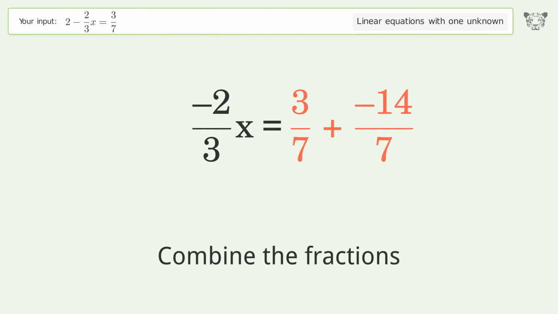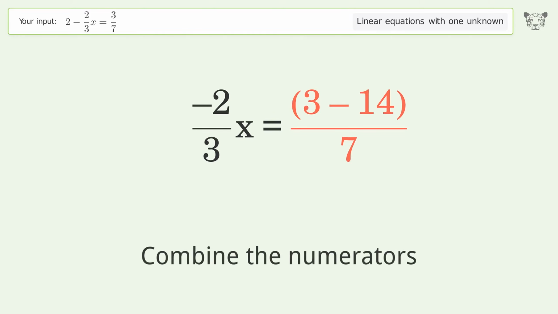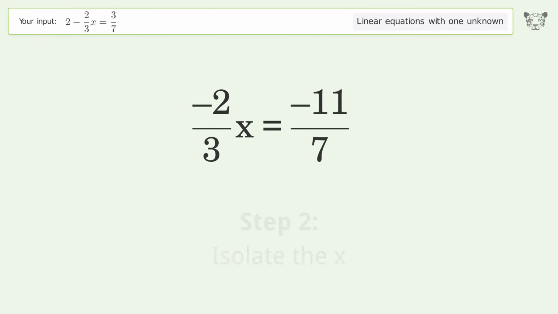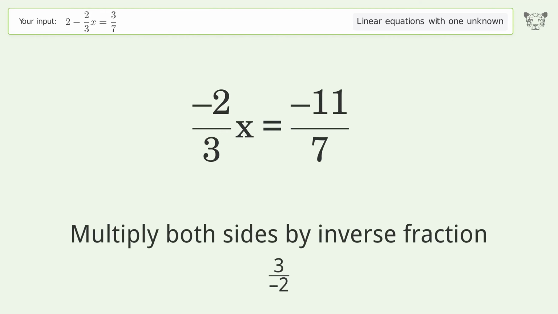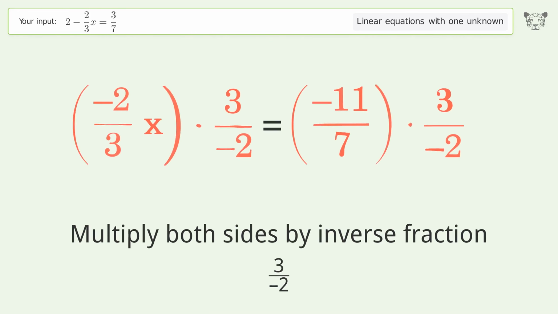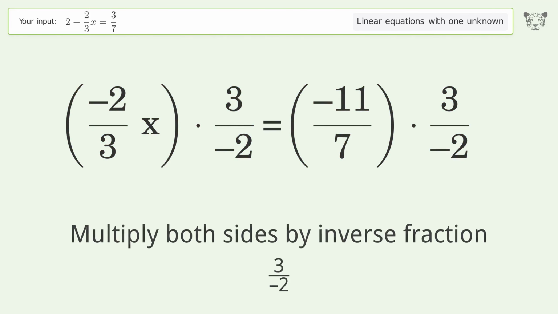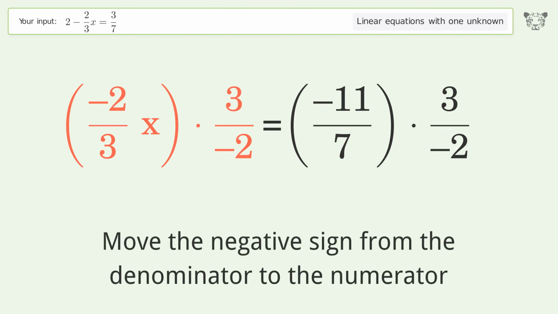Combine the fractions. Combine the numerators. Isolate the x. Multiply both sides by inverse fraction 3 over -2. Move the negative sign from the denominator to the numerator.